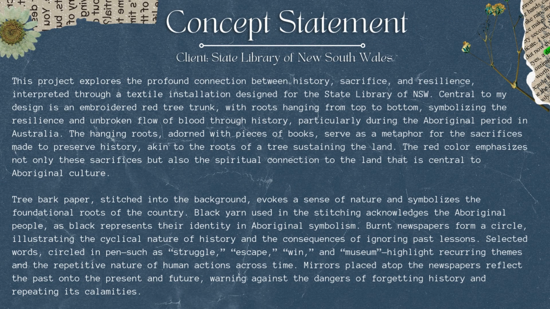About the concept statement, this textile installation for the State Library of New South Wales symbolizes the profound connection between history, sacrifice, and resilience. The centerpiece is a red tree trunk with hanging roots representing the flow of blood through history and the sacrifices made to preserve it, particularly during the Aboriginal period in Australia. The roots, adorned with book fragments, symbolize knowledge as a sustenance for the land.